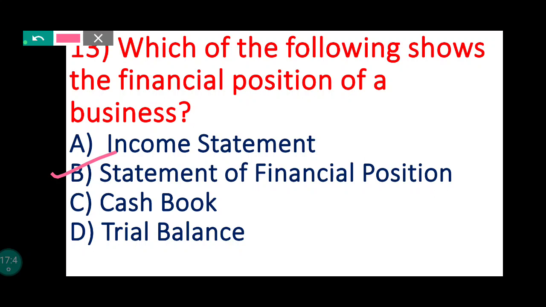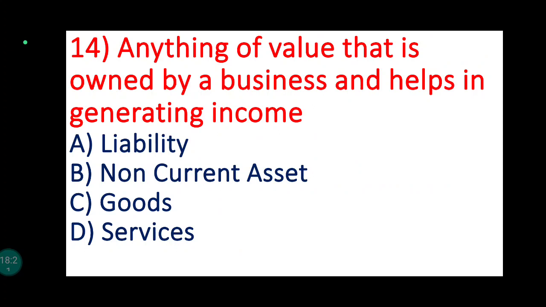Here other options are given. One option is trial balance. Now you know what trial balance means: it is just a list of debit and credit balances of accounts extracted from the ledger to check the arithmetical accuracy of double entry. Cash book is a ledger account. Income statement is prepared to find out profit or loss. So answer should be statement of financial position, which shows the financial position of a business in the form of assets, liabilities and capital.